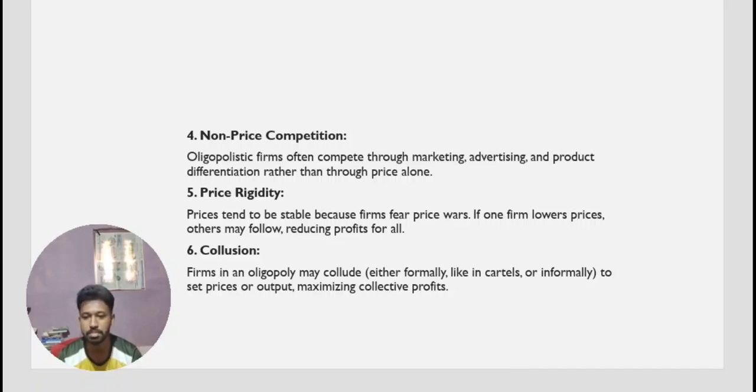The fifth point is price rigidity. Price tends to be stable because firms fear price wars. If one firm lowers prices, others may follow, reducing the profits of all. The sixth point is collusion. Firms in an oligopoly may collude, either formally like in cartels or informally, to set prices or output. This maximizes the collective profits.